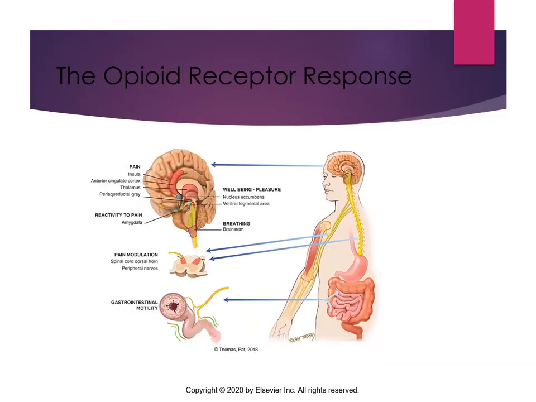The following picture is an example of the opioid receptor response and how the brain perceives opioids. One thing to note in this picture is that opioids do slow down gastrointestinal motility, often leading to constipation.